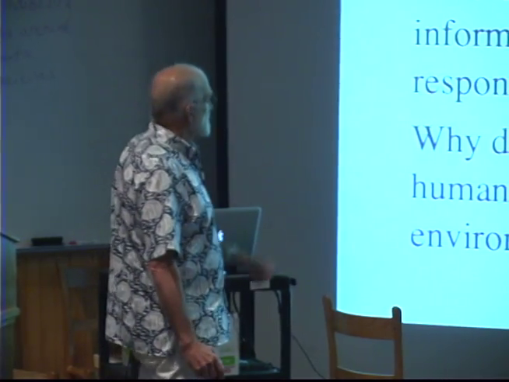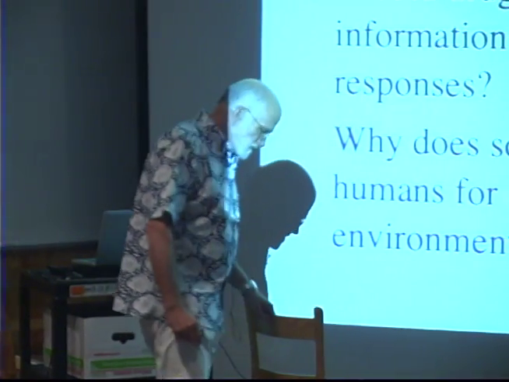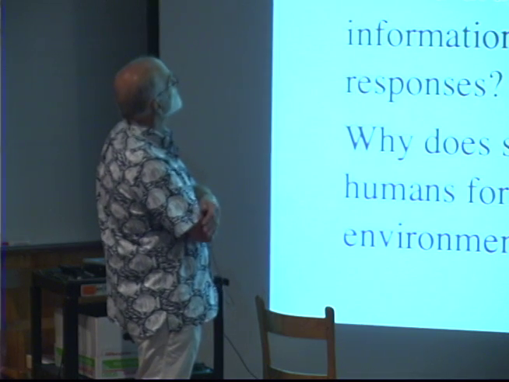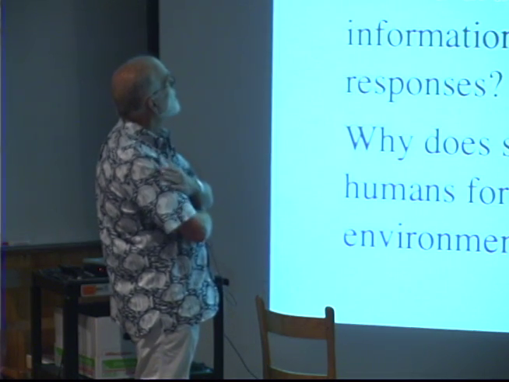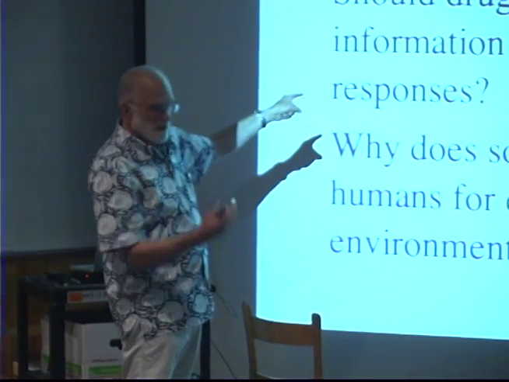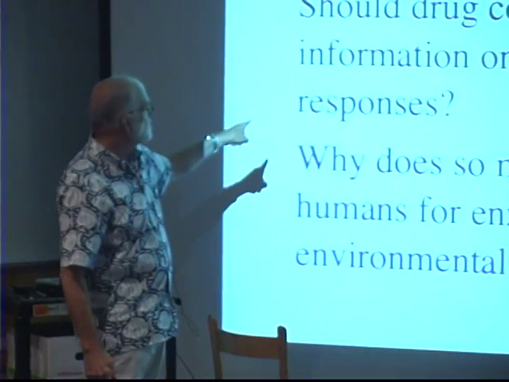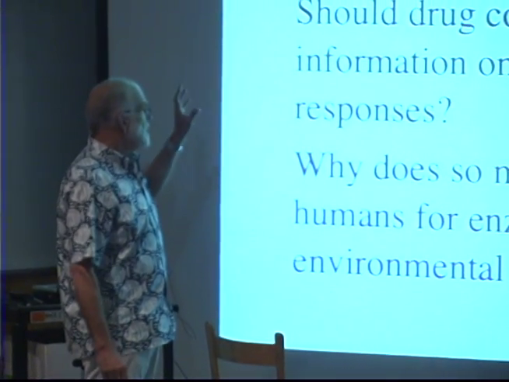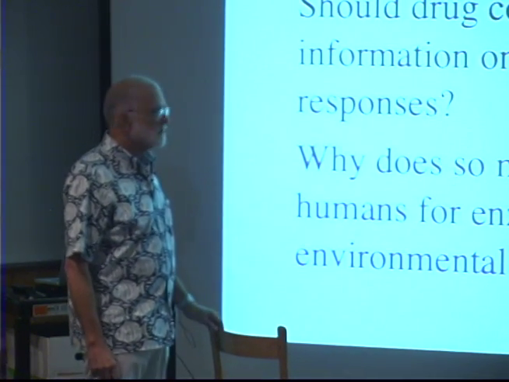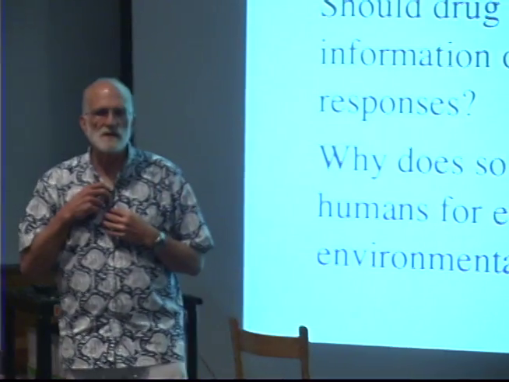So, do you guys think that the benefits of individual genotyping would outweigh the costs? Does the answer that a person gives depend on whether they're healthy or sick, thinking about paying their insurance and the games that insurance companies are going to play with this, or thinking about their own state, the probability that they'll die? Should drug companies provide patients with information in their drug handouts on the potential range of individual responses? And why does so much genetic variation exist in humans for enzymes that metabolize environmental chemicals? Those, I think, are some of the big questions.